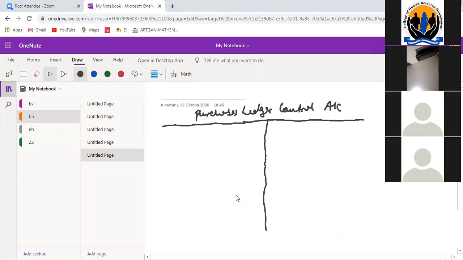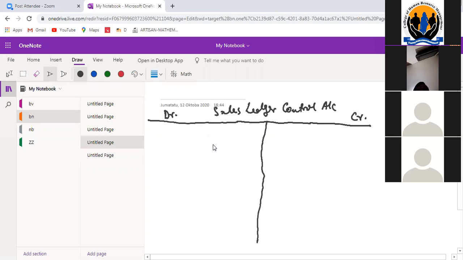Okay, Susan, now you can start. The following information was extracted from the books of accounts of contract traders for the month of July 2014. Sales ledger balance 1st July 2014, debit 725,000. Credit 64,200. Okay, let me record that. That is the sales ledger control. Remember, those are the balances 1st July.